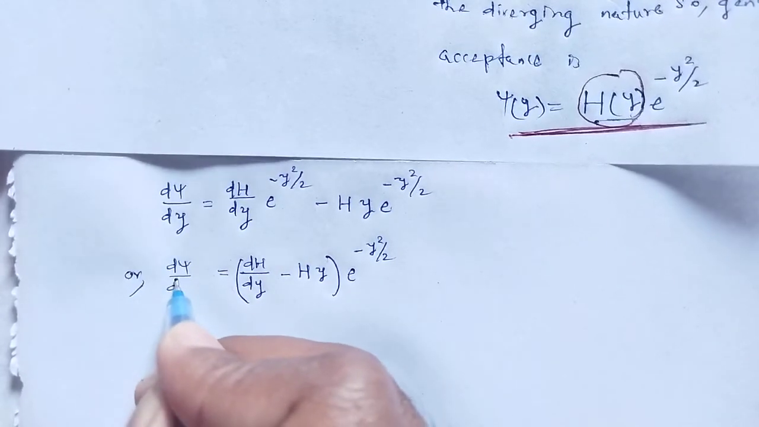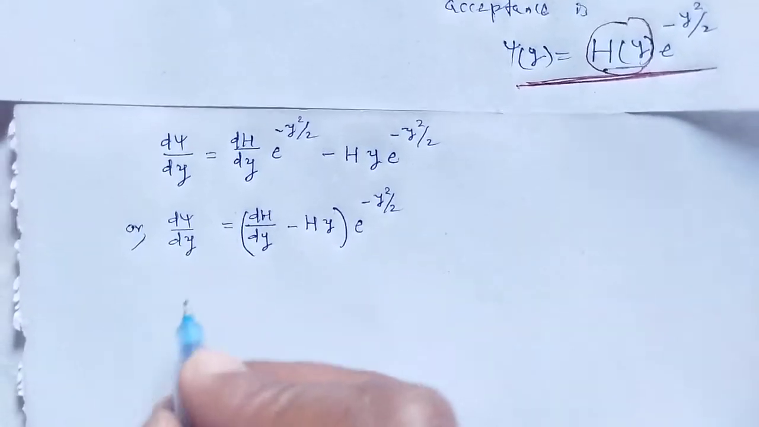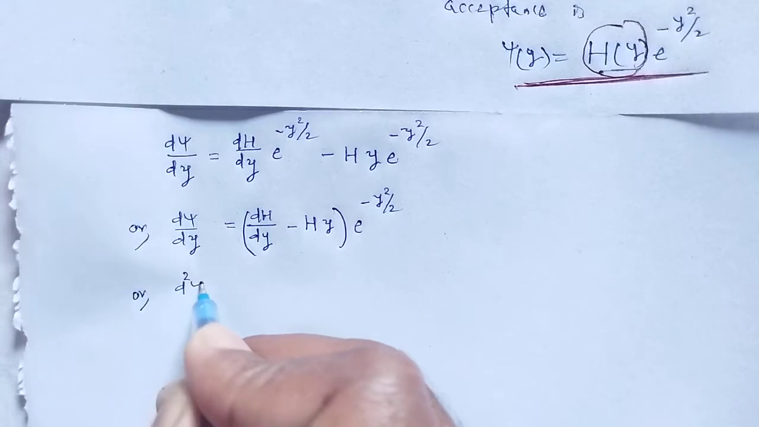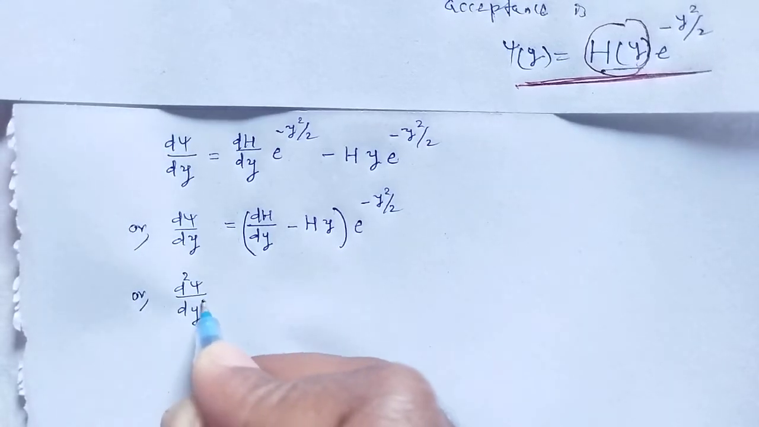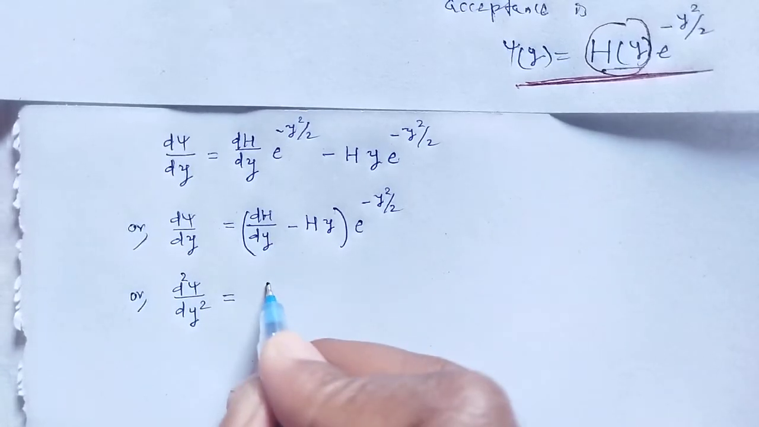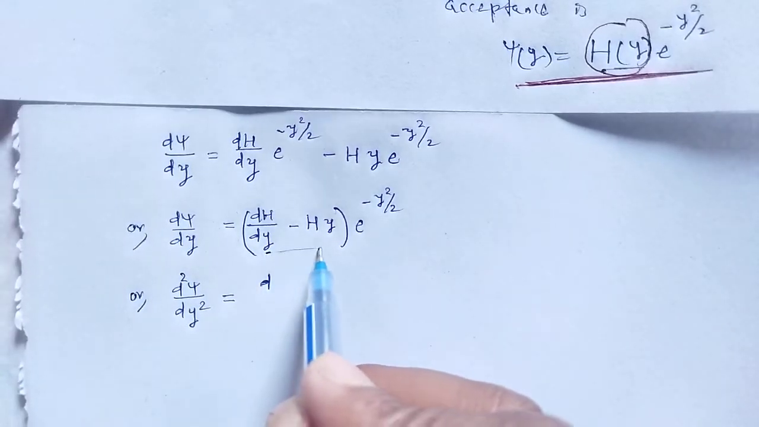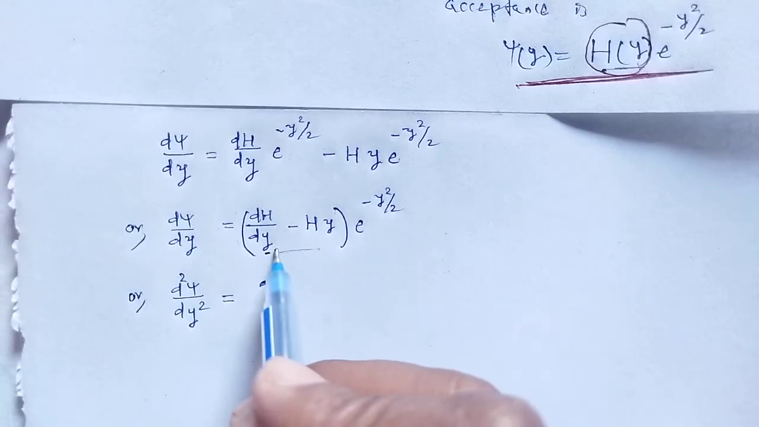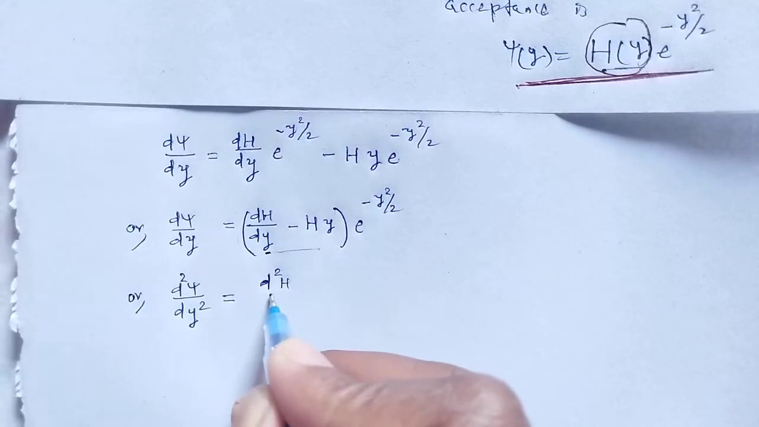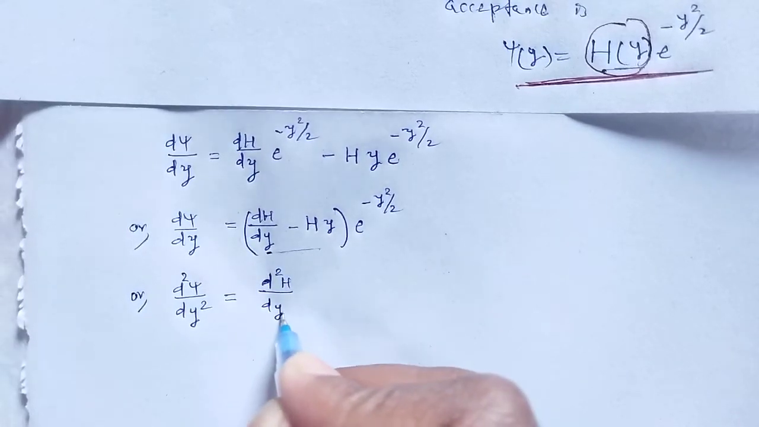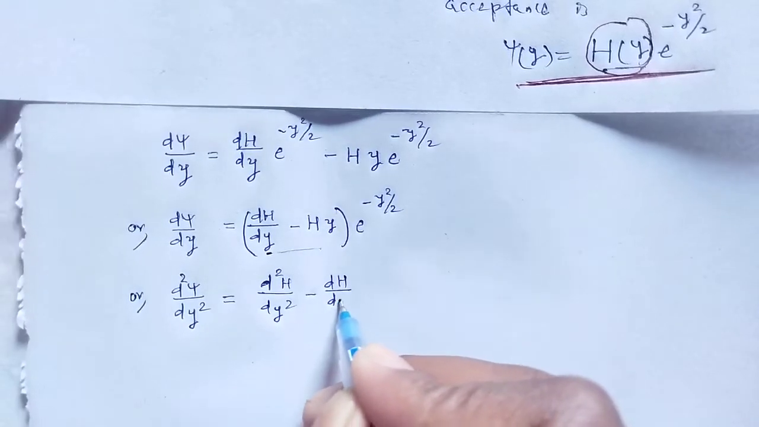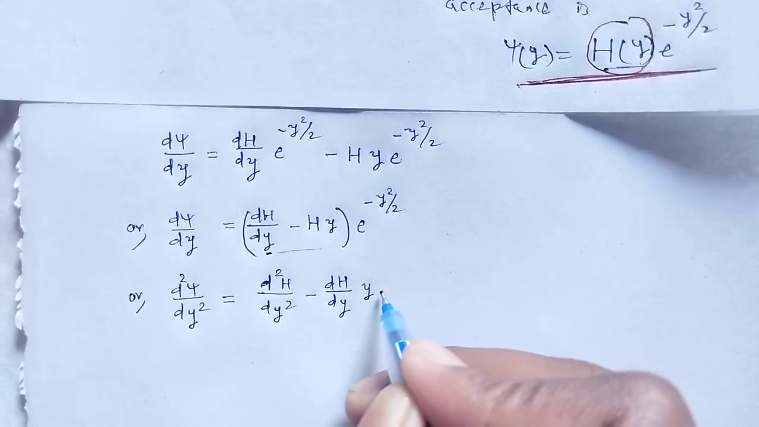That is d psi by dy. Again, second order differentiation: d square psi by dy square is equal to, again treating this as the first term and that one as the second term, derivative of the first term with the second term as constant, and derivative of the second term with the first term as constant. d square h by dy square minus dh by dy y minus h.